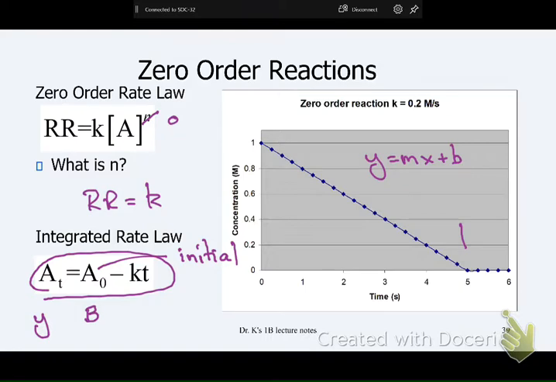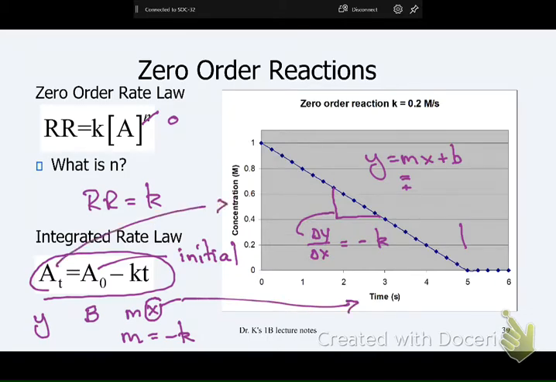Now, if you're doing y equals mx plus b, you'll notice this is positive. So that means if this is m and x, then m has to be minus k. So if you measure the slope here, the rise over the run, delta y over delta x, that's equal to negative k. That's the negative of your rate constant. And x is the time. So there's your time, there's your y-axis.